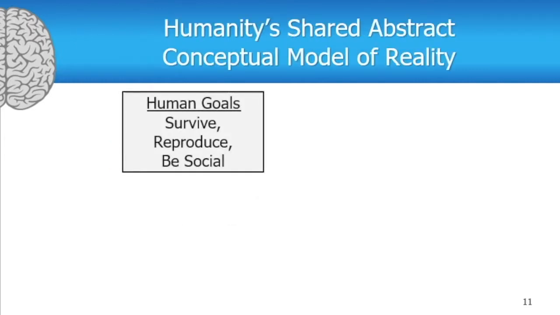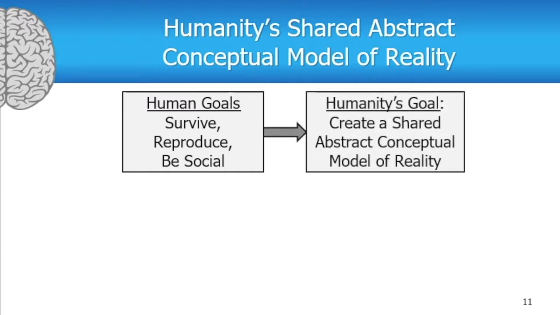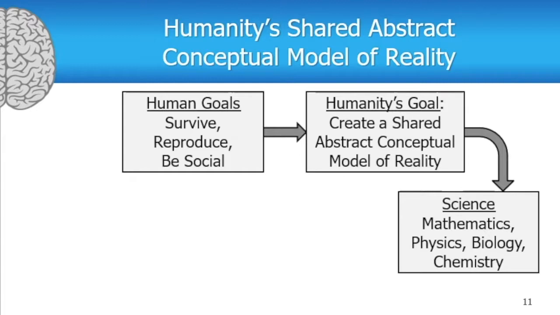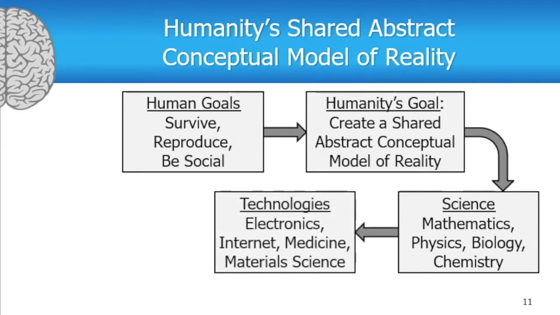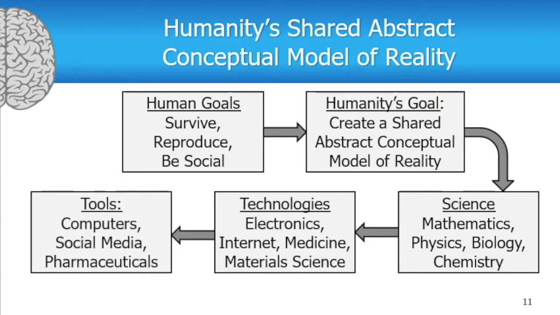Let's talk a little more about humanity's shared abstract conceptual model of the world, which could also be called a model of reality. We start with a single human, which has goals to survive, reproduce, and to be social. Using language, humans as a group have been trying to create a shared abstract conceptual model of reality that is known as science. This includes mathematics, physics, chemistry, and biology, plus all the other sciences.